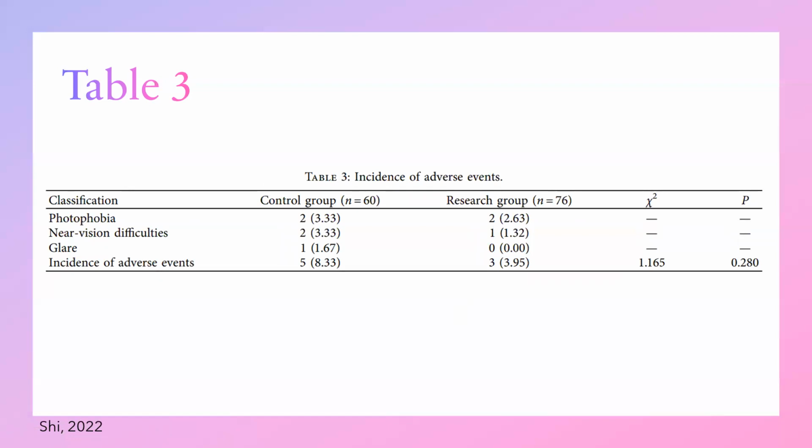The last table that Shai put together was to note any safety issues with the experiment. During the experiment, the following adverse events took place: photophobia, near vision difficulties, and glare. While these are adverse for individuals, fewer members of the research group had them. 3.95% of the research group experienced adverse events, whereas 8.33% of individuals from the control group experienced these adverse events.